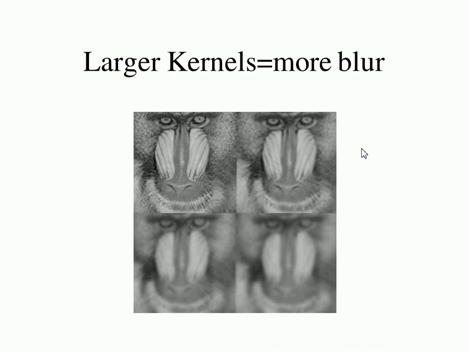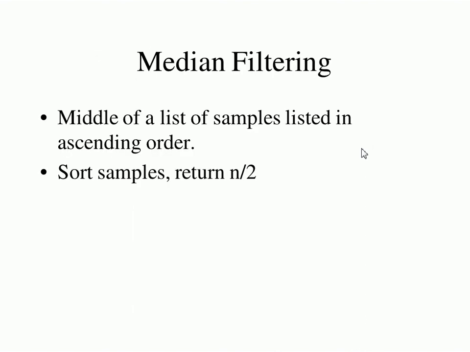Low-pass filters blur the image. It's just a question of what function you're using for blurring it. The median filtering, we talked already about that. That's when you take a bunch of pixels and you sort them and then pick out the middle. That's the difference between the median and the mean.